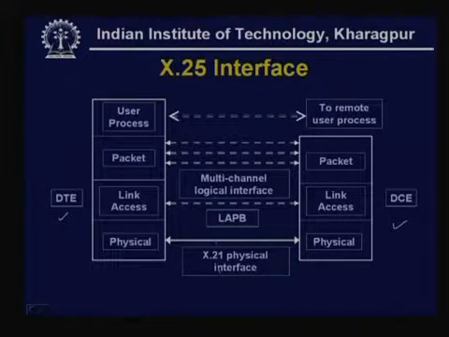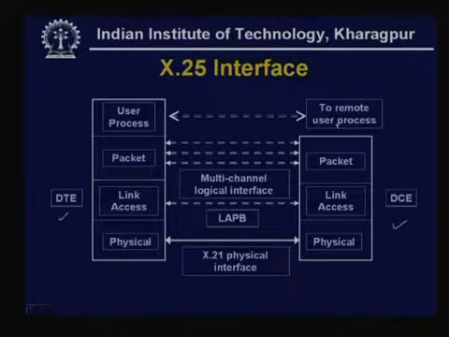So, this interface specifies that X.21 physical interface. As I mentioned, we can use RS-232C in the absence of X.21. Then LAPB is used as the logical interface for the link access layer, which essentially works in the data link layer, and it has a multi-channel logical interface which allows several virtual circuits to be established for communication of data in the packet layer. And the user process, as you can see, can communicate to remote users by using this interface.